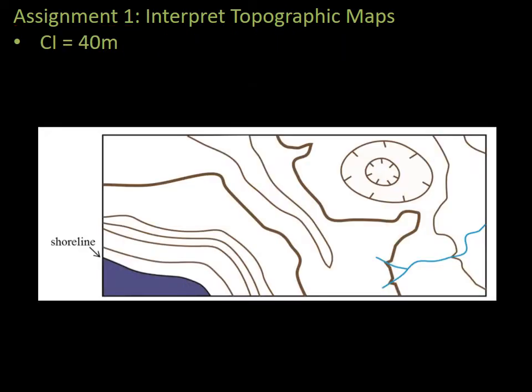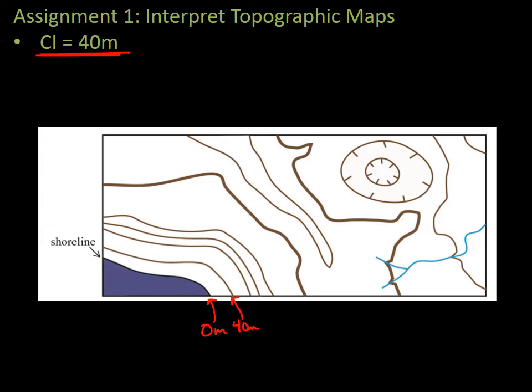The goal in this first part of the assignment is to label the elevation of all of the topo lines in this map. The contour interval we're given is 40 meters. And so this one, the shoreline, which is at sea level, is therefore 0 meters. And I'll do the first one for you. The one next to it, in the uphill direction, must be 40 meters.